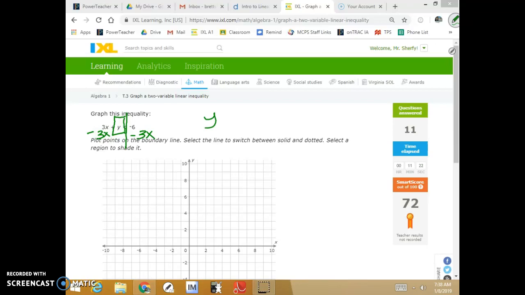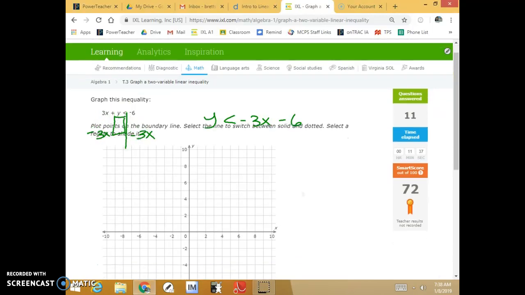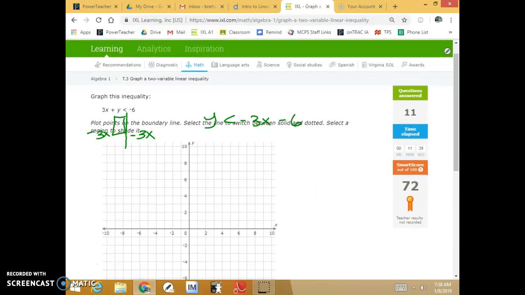So now I have y is less than negative 3x minus 6. I can't combine the negative 3x and negative 6. They're not like terms. That would be 3 shaded rectangles and 6 small little squares. I've rewritten my problem, so now I can start to graph it.